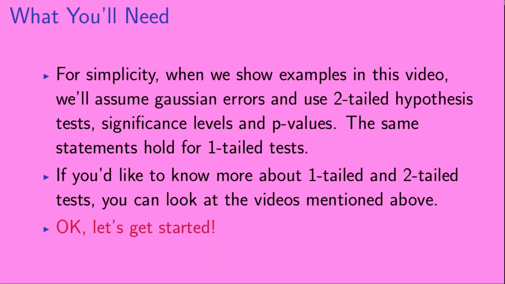For simplicity, when we show examples in this video, we'll assume Gaussian errors and use two-tailed hypothesis tests, significance levels, and p-values. The same statements hold for one-tailed tests as well. If you'd like to know more about one-tailed and two-tailed tests, you can look at the videos mentioned above. Okay, let's get started.